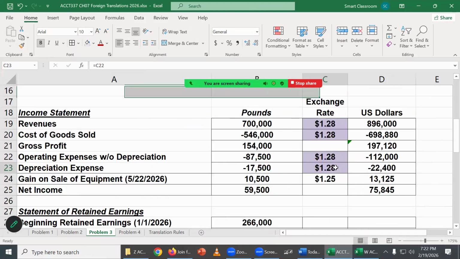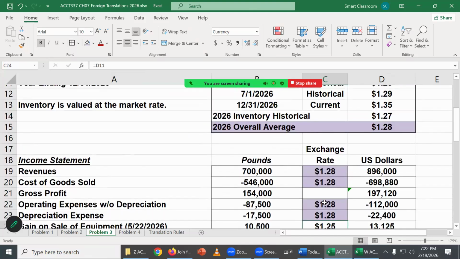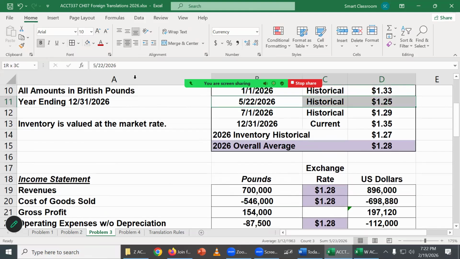Put it in right which way? Yeah, I did it right here, just not right. Okay, so this would be.